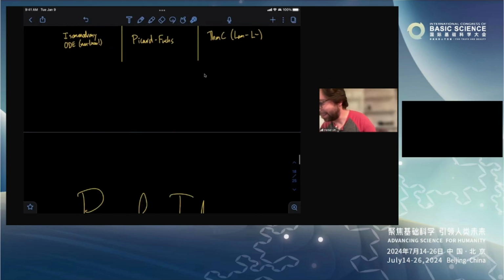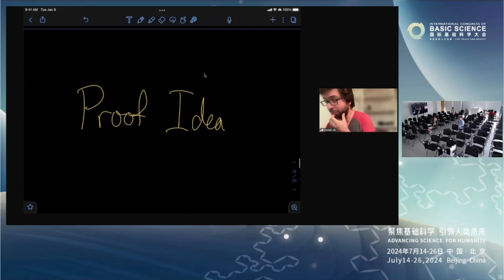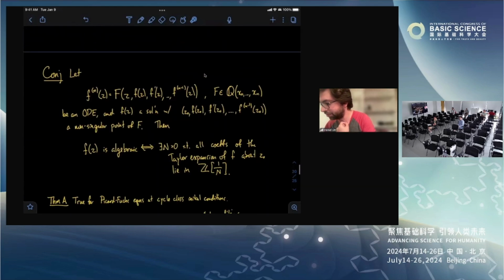Okay, so let me say a little bit about what goes into proving this kind of statement. Let me just remind you what the conjecture says. Here we have some nonlinear ODE, and the conjecture is that a solution to it is algebraic if its Taylor expansion about a non-singular point has coefficients lying in some finitely generated Z-algebra. The way I've set things up, it's lying in Z adjoin 1 over n.